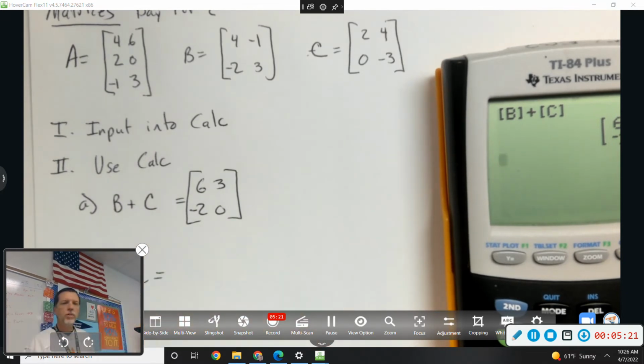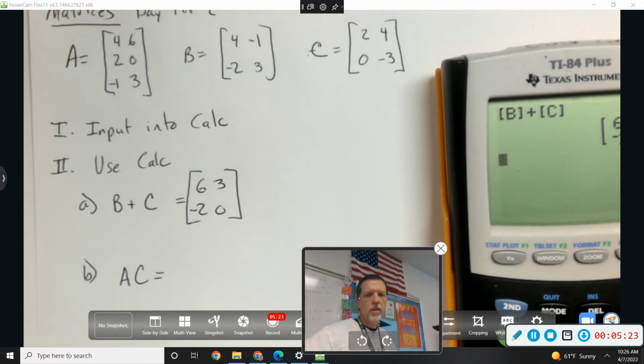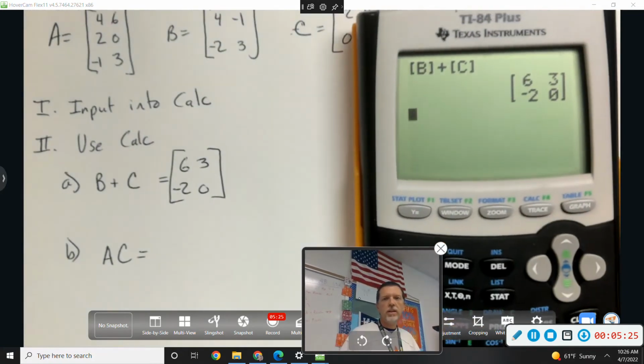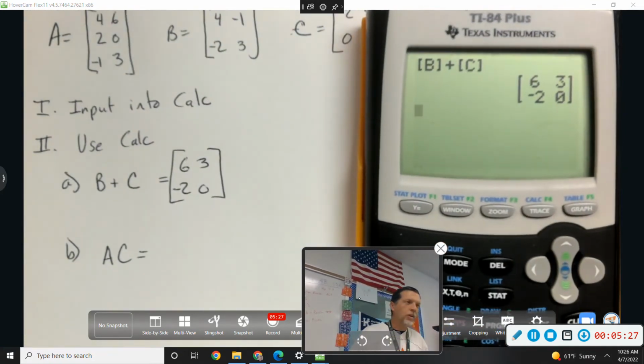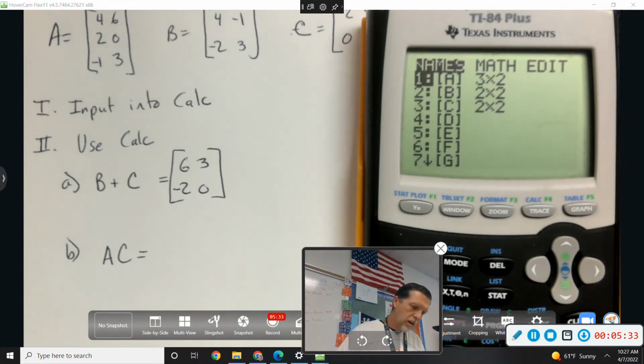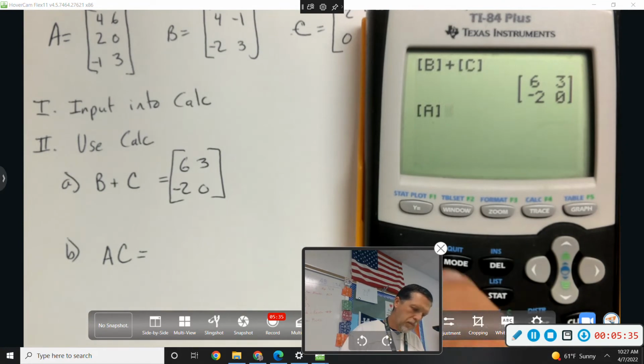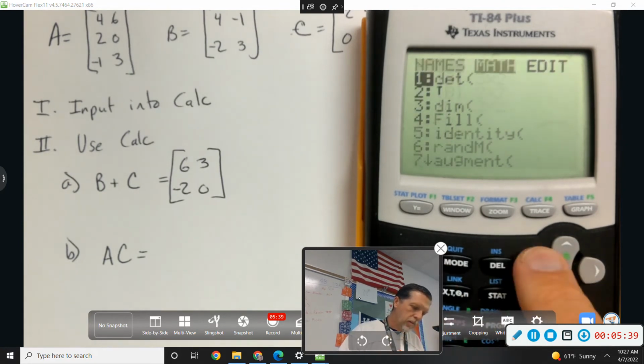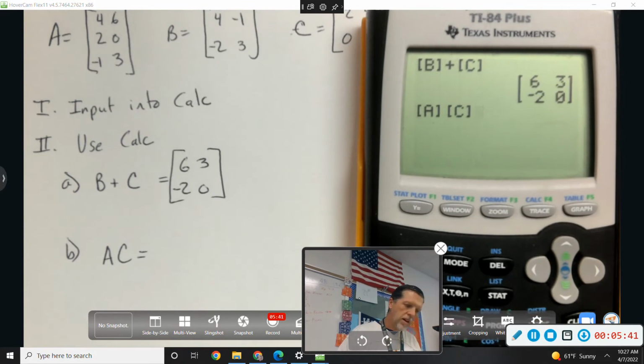So if we want to do A times C, same thing, go get A, and then do times, and then go get C. How does multiplying work in like math or physics? I'll tell you in a minute. A times C. You can put the multiplying symbol in between them, or you could not, because it still means multiply.